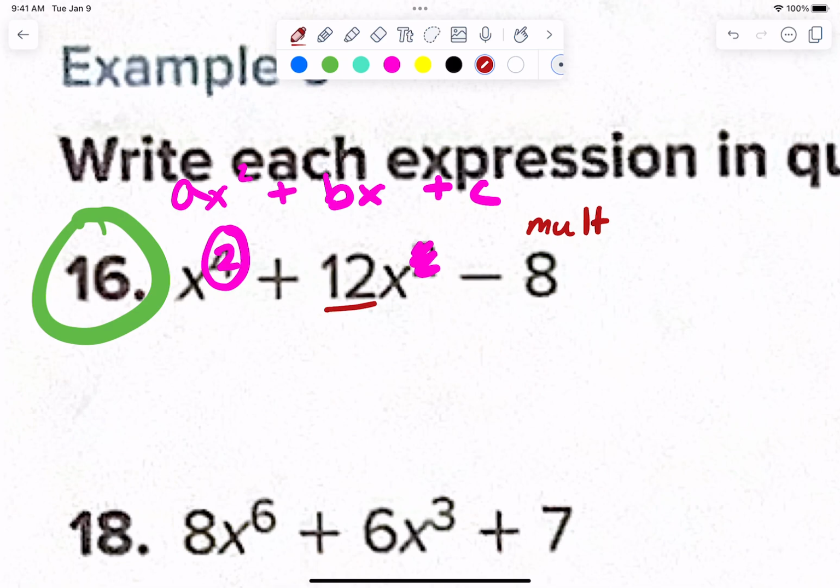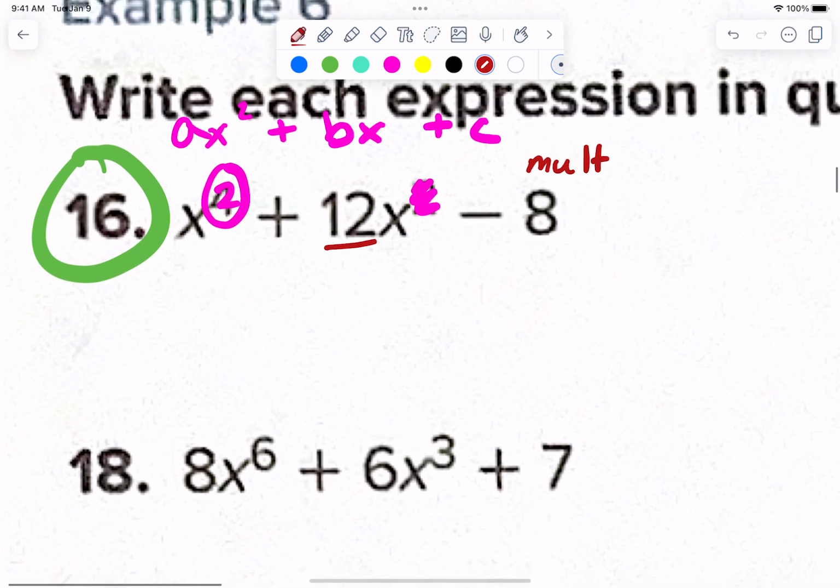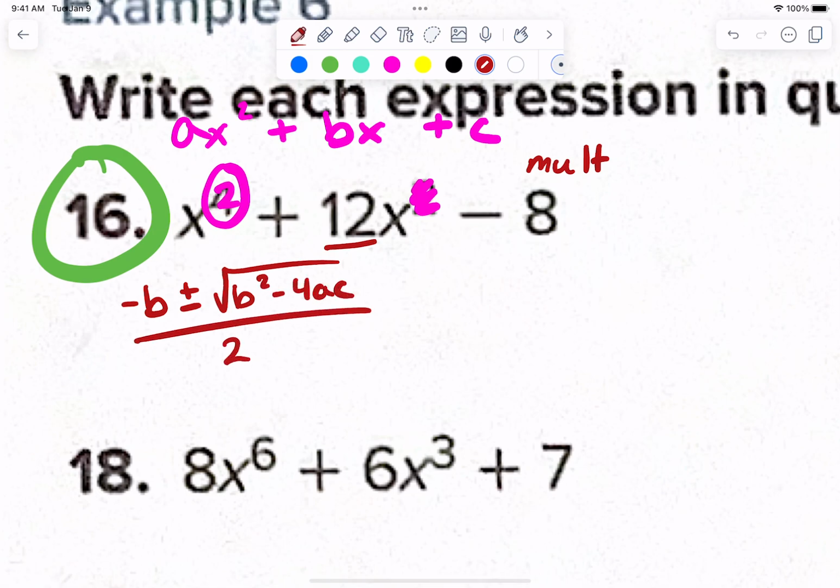Simplify. Quadratic formula. We can do the quadratic formula. That's fine. The quadratic formula is -b plus or minus the square root of b squared minus 4ac, all over 2a. And that's what x equals.